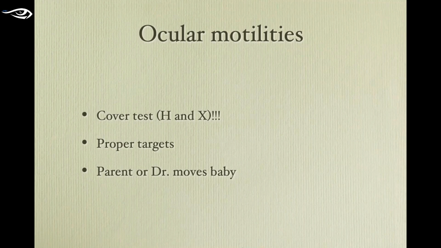Now, alternate cover going first is often different from what is recommended in the textbooks, where they say cover, uncover. But I'm interested in finding subtle differences. I want to find subtle problems. And I'm interested in breaking down fusion as quickly as I can to bring out things that might be under some Fourier type control. So I want to break fusion.